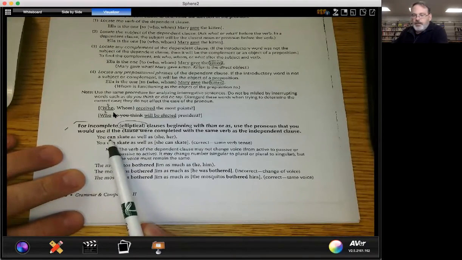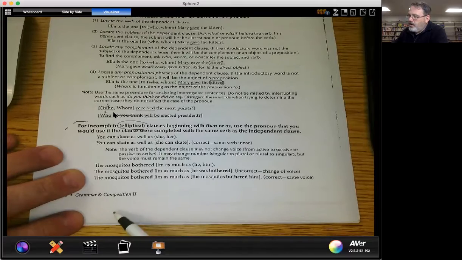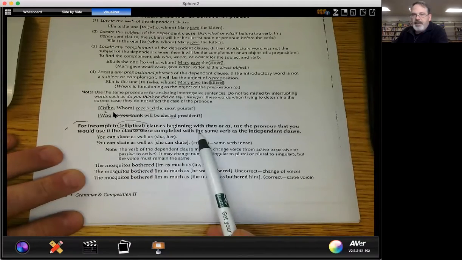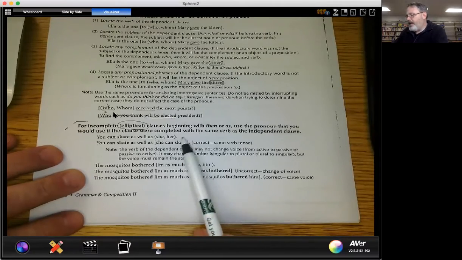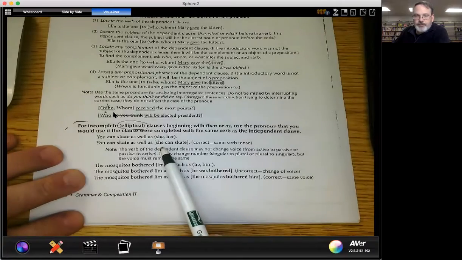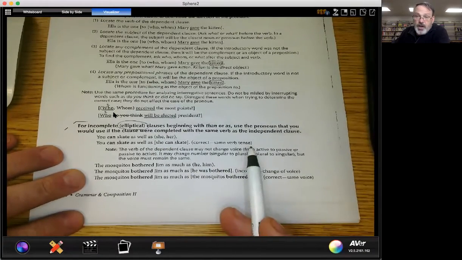Oh, okay, yeah, so you can skate as well as either she or her. Well, it would be you can skate as well as she can skate. That would be the complete clause. But they've cut off the can skate because it's repeated, and that makes it elliptical. Elliptical means that some portion of it is left off or cut out.